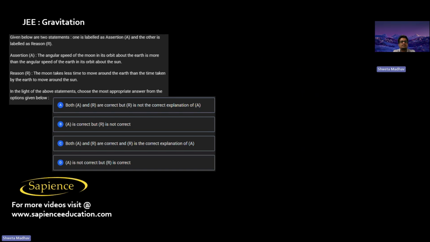Then here it is told, below are two statements, one is labeled as assertion and another is labeled as reason. The assertion is: the angular speed of the moon in its orbit about the earth is more than the angular speed of the earth in its orbit around the sun. Angular speed of the moon in its orbit, that is omega of the moon, is 2 pi by the time period, which is approximately 27 days.